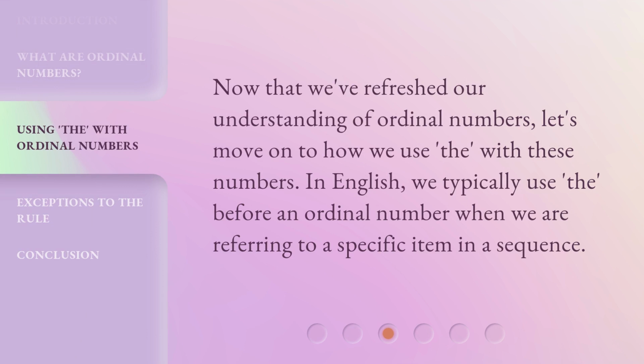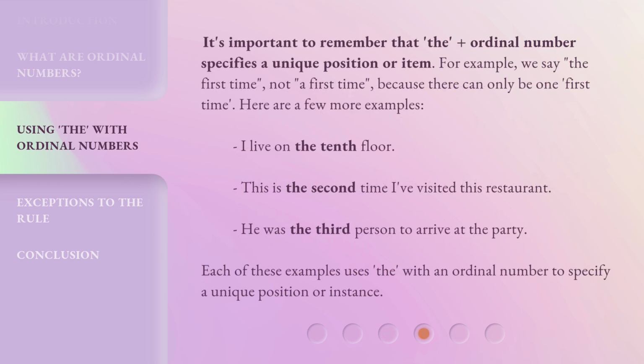Now that we've refreshed our understanding of ordinal numbers, let's move on to how we use the with these numbers. In English, we typically use the before an ordinal number when we are referring to a specific item in a sequence. It's important to remember that the plus ordinal number specifies a unique position or item. For example, we say the first time, not a first time, because there can only be one first time.